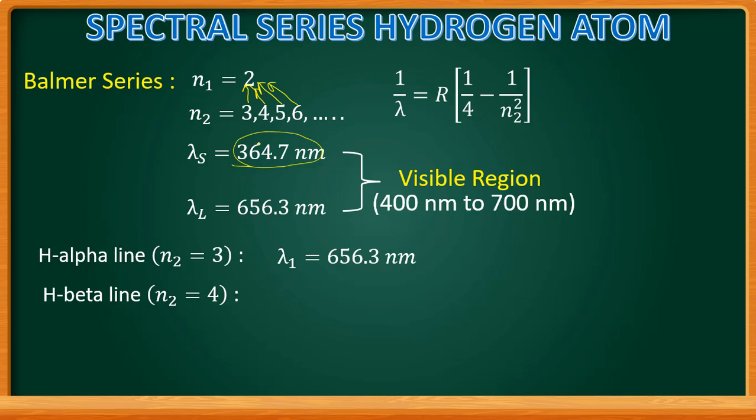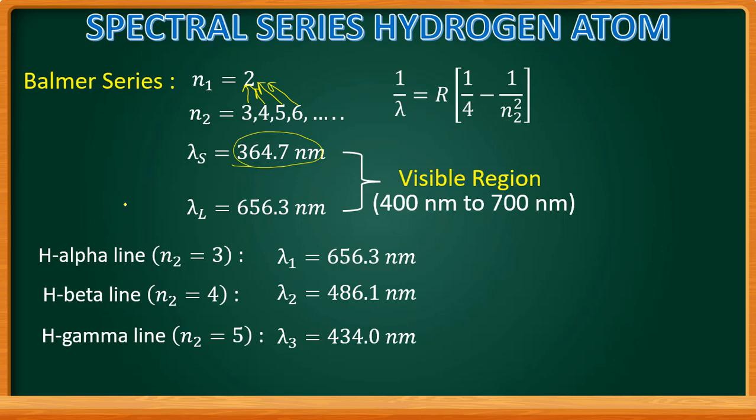Then for the H beta line, we can get lambda 2 equal to 486.1 nanometer. Then for the H gamma line, we have to put n2 equal to 5, so that we can get lambda 3 as 434.0 nanometer. And the H delta line, lambda 4, is equal to 410.2 nanometer. You can observe here that most of the spectral lines or wavelengths of this spectral series lie within the visible region. So we can say Balmer series lies within the visible region. But a few lines come to the UV region actually.